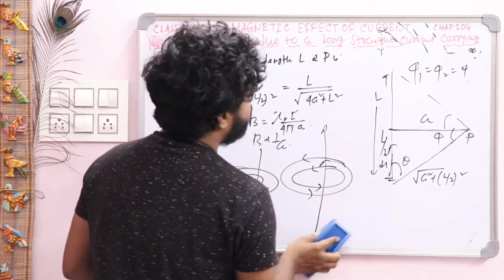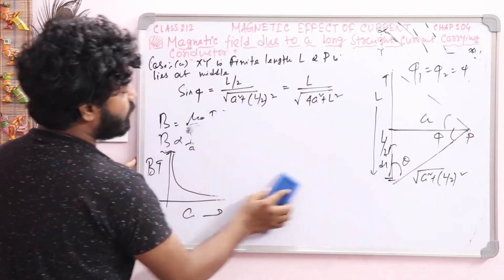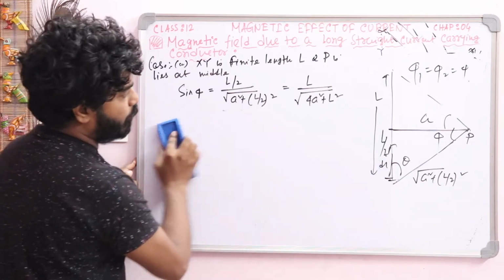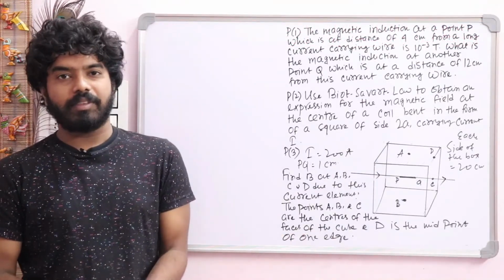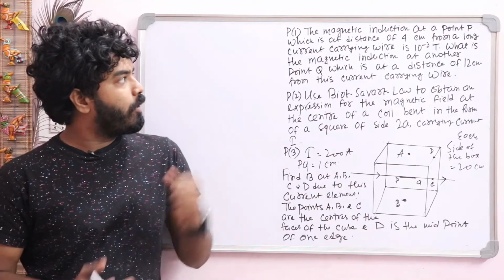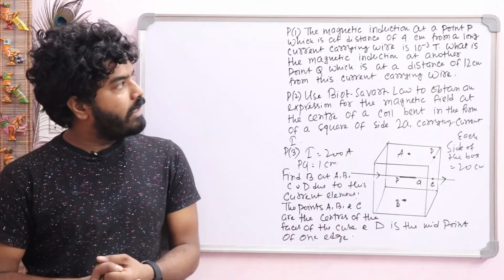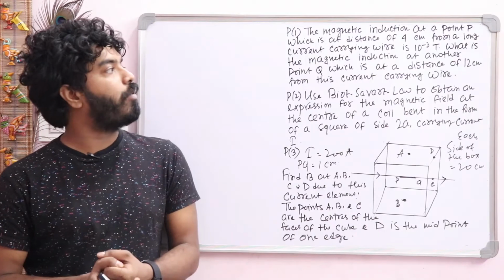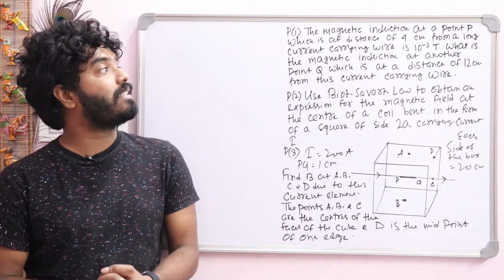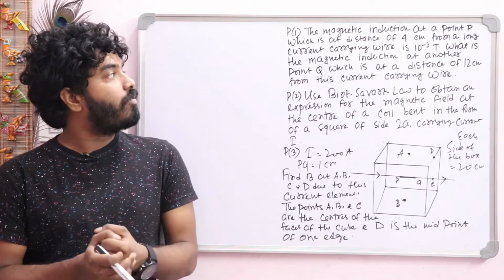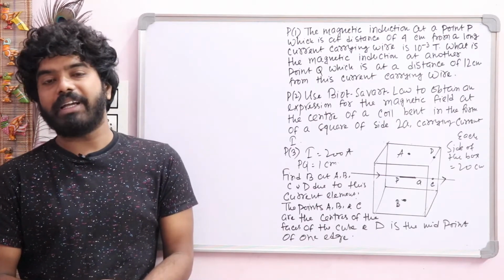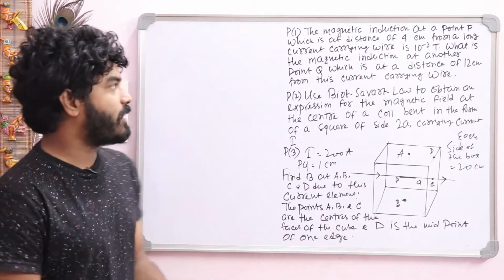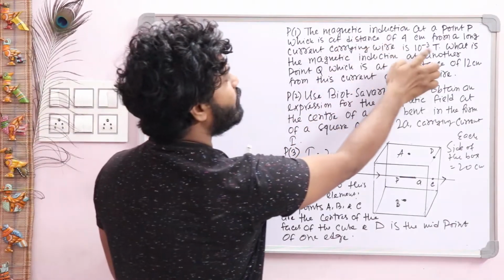Okay, now we will solve some numericals related to this topic. So this is the problem. At first write down problem 1. In problem 1, the magnetic induction at a point P, which is at a distance of 4 cm from a long current carrying wire, is 10 to the power minus 3 Tesla. That means magnetic induction, unit given Tesla.